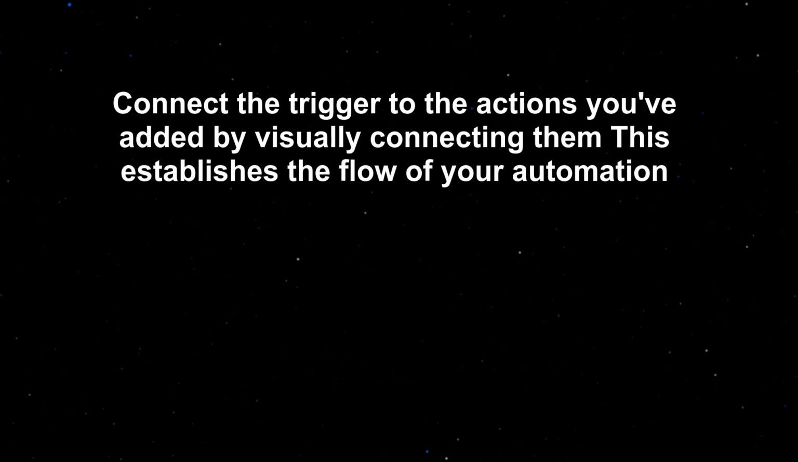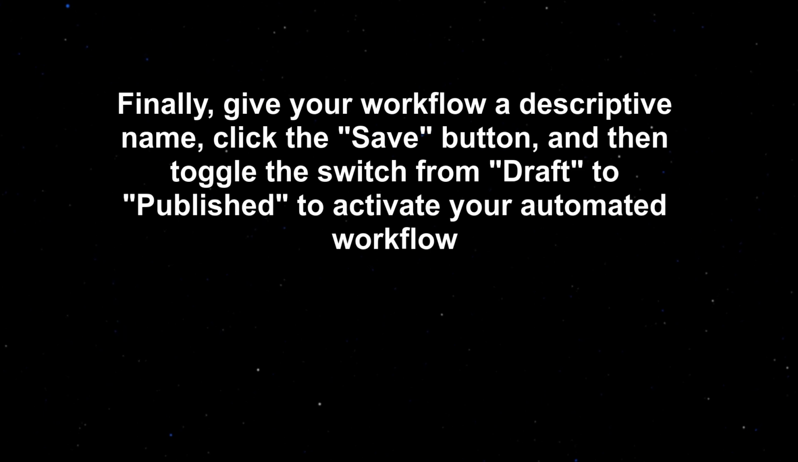Connect the trigger to the actions you've added by visually connecting them. This establishes the flow of your automation. Finally, give your workflow a descriptive name. Click the Save button, and then toggle the switch from draft to publish to activate your automated workflow.